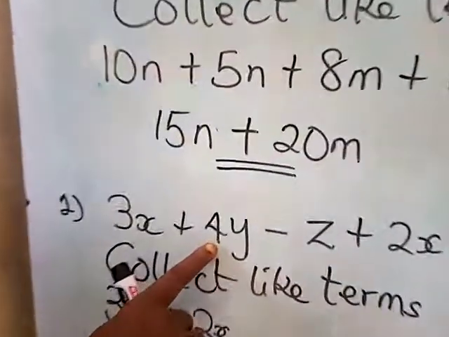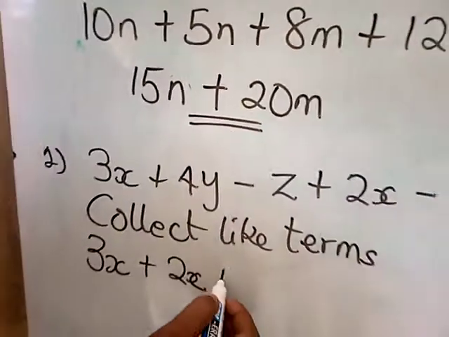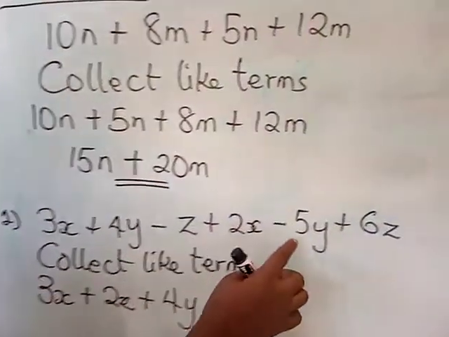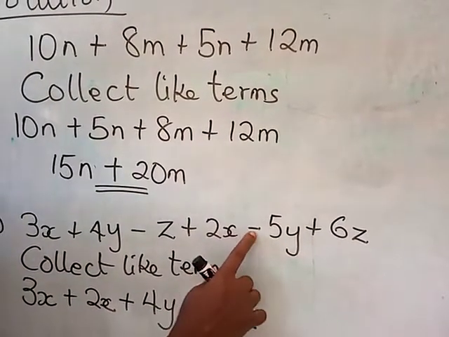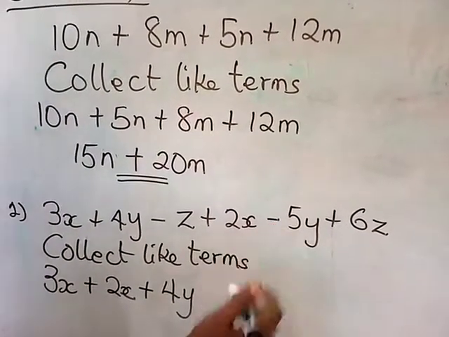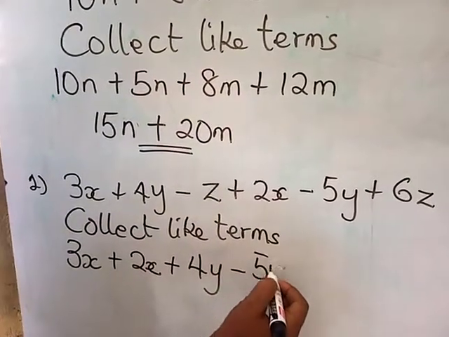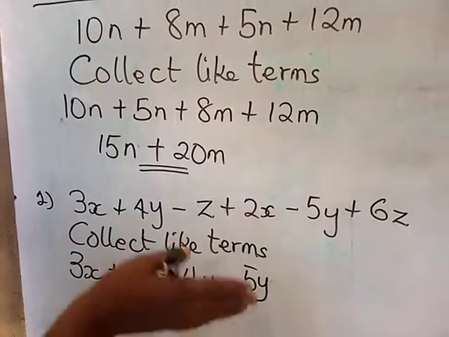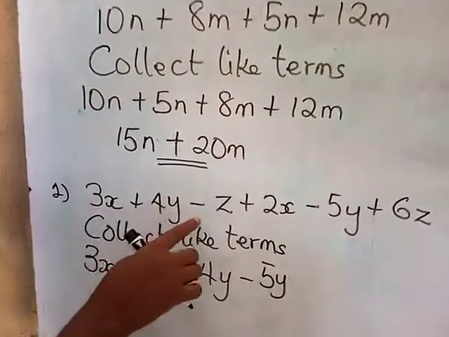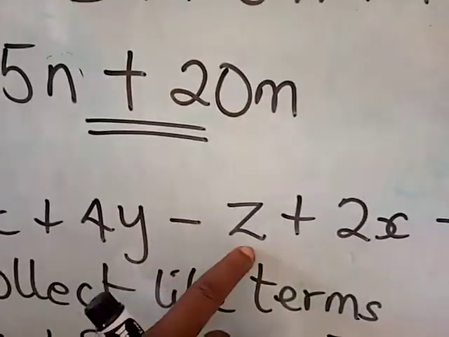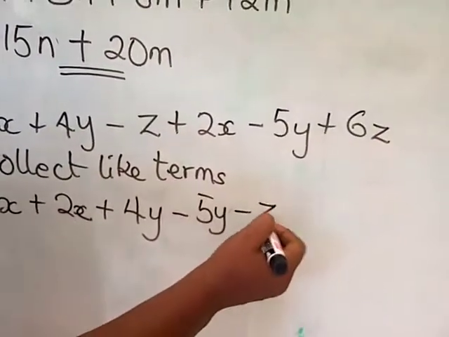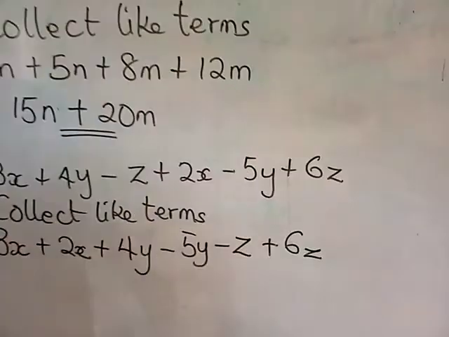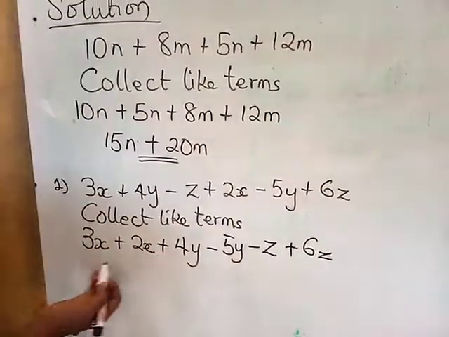We have plus 4y. We look through again. We have 5y, but if you look at the sign before it, it is minus. So it will be minus 5y. Do we have any other y there? No. Then we now go to z. Now if you look at this z, we have minus before the z. So it will be minus z, plus 6z. So we now have to solve.